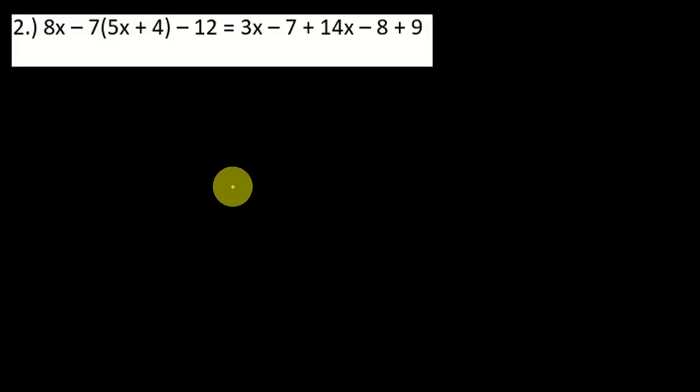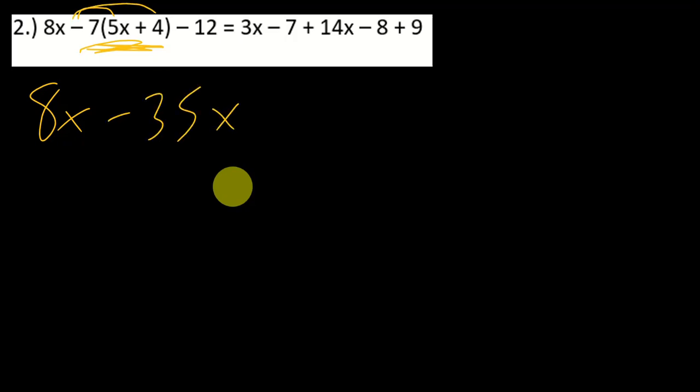Okay, in example 2, let's start this by asking ourselves our first question. Can I simplify the left or the right side? Well, of course, the answer is yes, I can simplify. But notice here, my simplification, my distribution, it's not at the start of the problem. That's okay. We just want to drop our 8x, and then we'll distribute our negative 7 times 5x, which would be negative 35x, and negative 7 times 4, which will be negative 28.